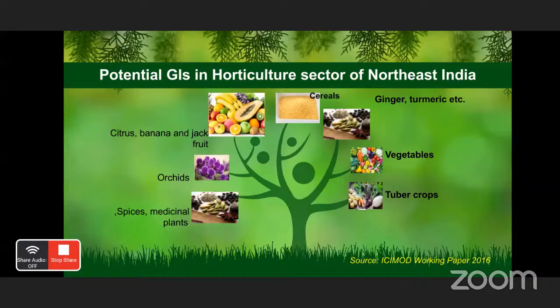Now, there are numerous potential products in the horticulture sector from the northeastern region, particularly citrus, banana, and jackfruit. Then cereals, we have numerous cereals, for example, Joha Rice of Assam. It is a GI Tag product which was facilitated by our agriculture university. So Joha Rice of Assam is an aromatic rice. It is a very famous aromatic rice, and history says that.